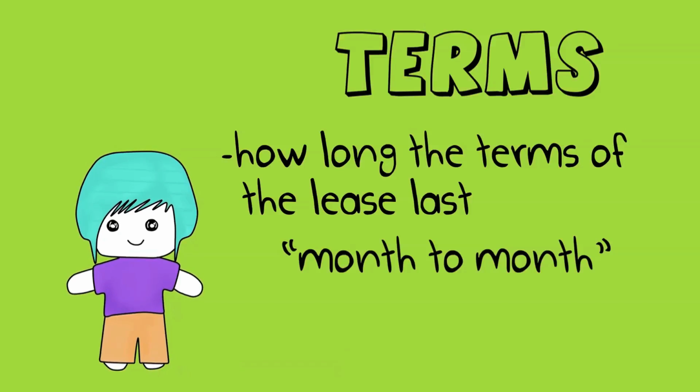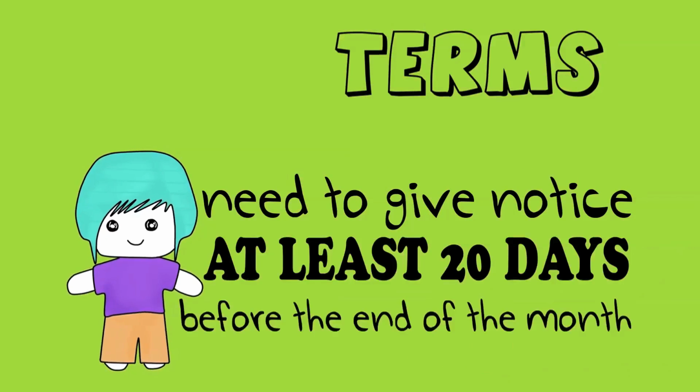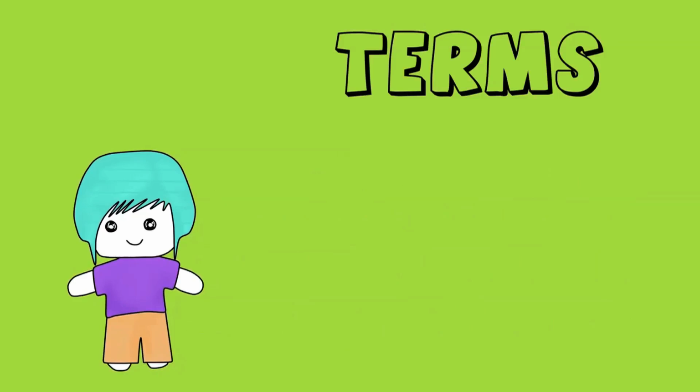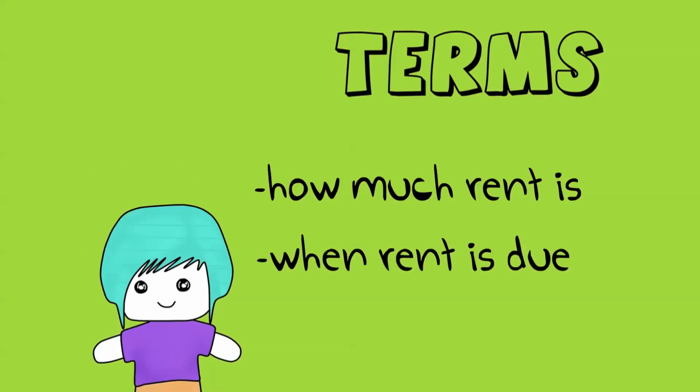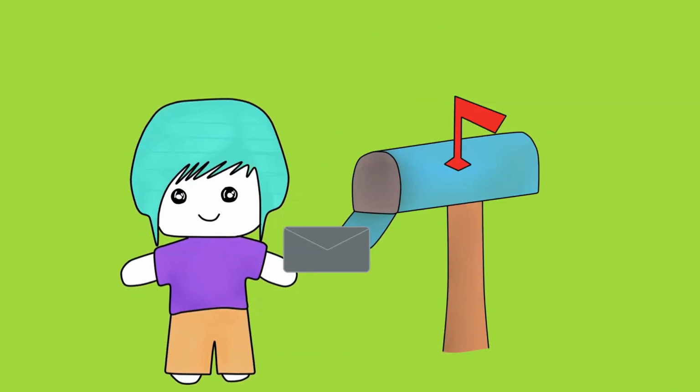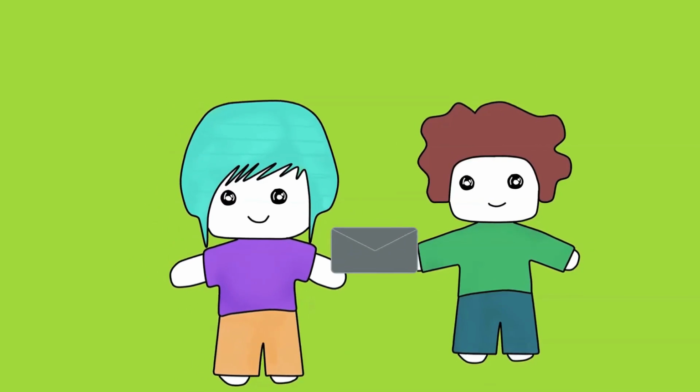If the tenant or the landlord wants to cancel the lease, they will need to give notice at least 20 days before the end of the month. In some situations, they may need to give more than 20 days notice before the end of the month. In the lease, it should say how much the rent is and when it is due. Sometimes the landlord wants you to mail it in or hand it in person.